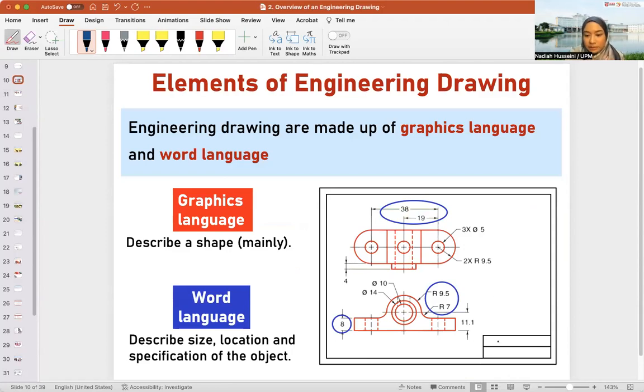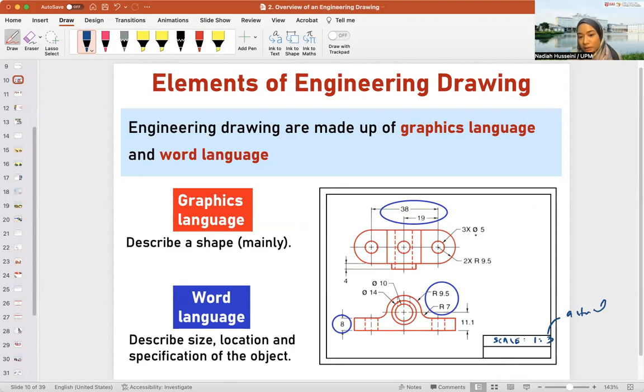Okay, for example, scale, saya tulis scale. Contohnya 1, 2, 3. So I know that my actual object is bigger than the drawing. My drawing is small lah. Benda ni besar sepatutnya lah. Okay, my scale is 1, 2, 3.